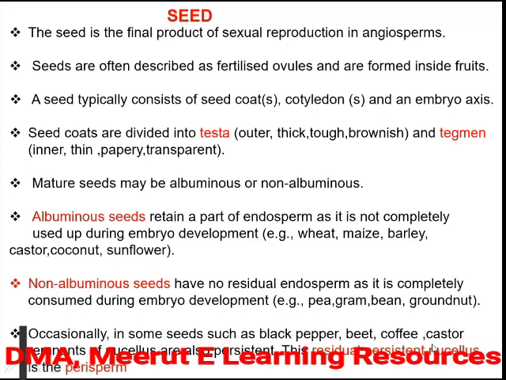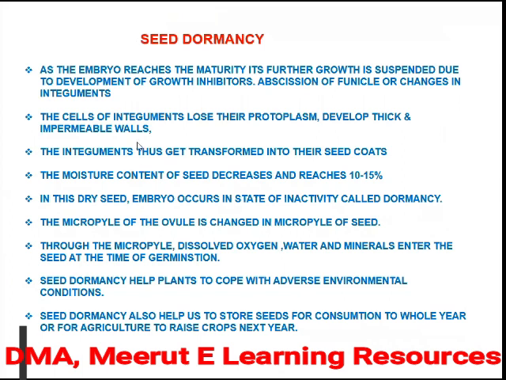And what is nucellus? Nucellus is the simple parenchymatous tissue of an ovule, of a young ovule. You find that the ovule body is made up of simple parenchymatous tissue that we call nucellus. Generally, this nucellus degenerates, but here you can see it persists. Its remnants can be seen, and that is called perisperm. Examples are already mentioned. Now come to the next, seed dormancy. Here you can see as the embryo reaches maturity, its further growth is suspended due to development of growth inhibitors, and abscission of the funicle or changes in integuments result.